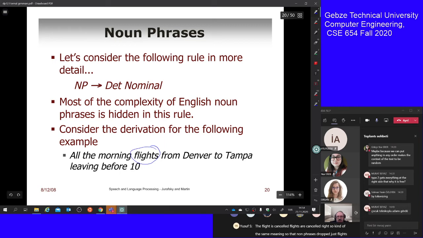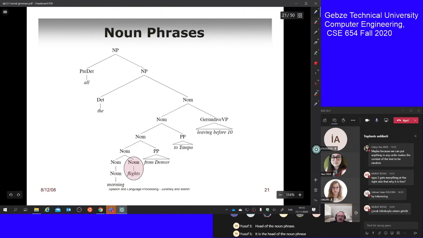Other than the flights, all the rest of the words are giving more information about the flight. Okay, so that's why this word here is important. Okay, and we are going to call this word the head of the noun phrase. It is the head of the noun phrase. Okay, and this is the parse tree of that noun phrase. All the morning flights from Denver to Tampa leaving before 10.